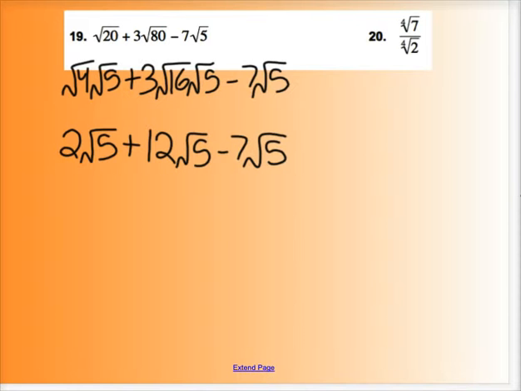Well, now these all have the same root, okay? They're all the square root of 5. So I'm going to add these up. 2 plus 12 is 14, minus 7 leaves me 7 of those square roots of 5.